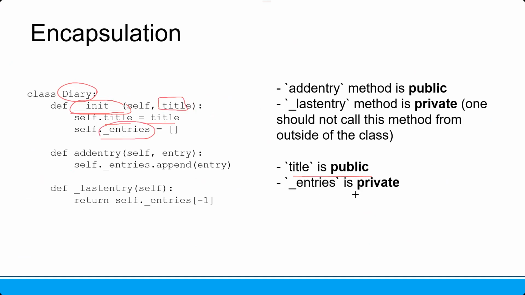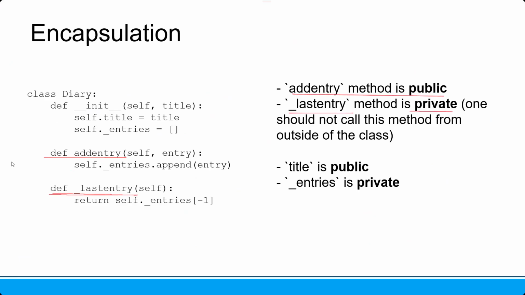I hope that you understand public and private. Public means you can show other people, but private you cannot show to other people. It is only inside the class. This is about the data member, whether the data is public or private. But we can also do this with methods. The method add entry is public, and the method last entry is private.